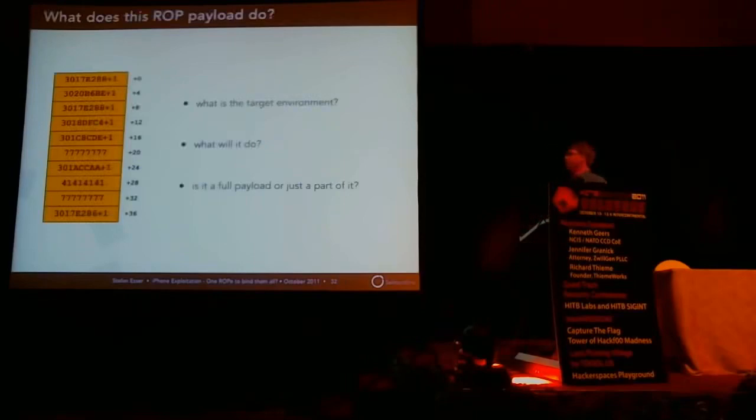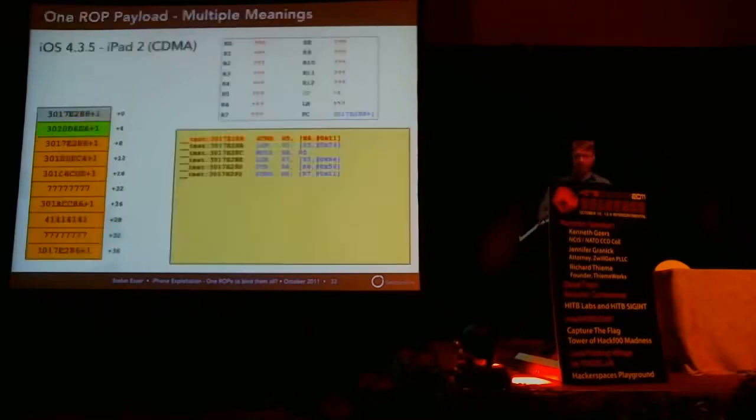When you look at this ROP payload, and I ask you what does it do, you cannot answer this question because you don't know what the target environment is, so you don't know where the libraries are. You don't know what's hiding behind all the addresses, and that's why you cannot tell me what it will do. You cannot even tell me if it's a full payload or just a small snippet of a payload. So in order to interpret its meaning, you have to put it in a target environment. The first environment I want to put it into is the iPad 2 CDMA, the latest iOS 4.3 version.